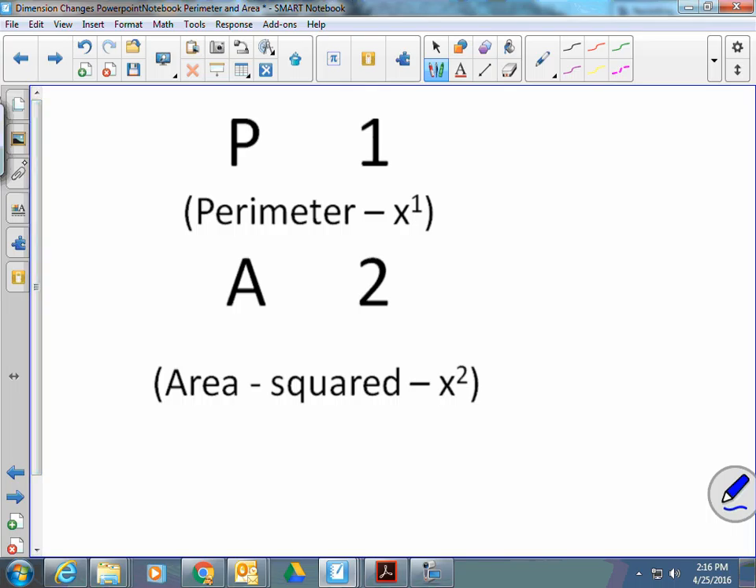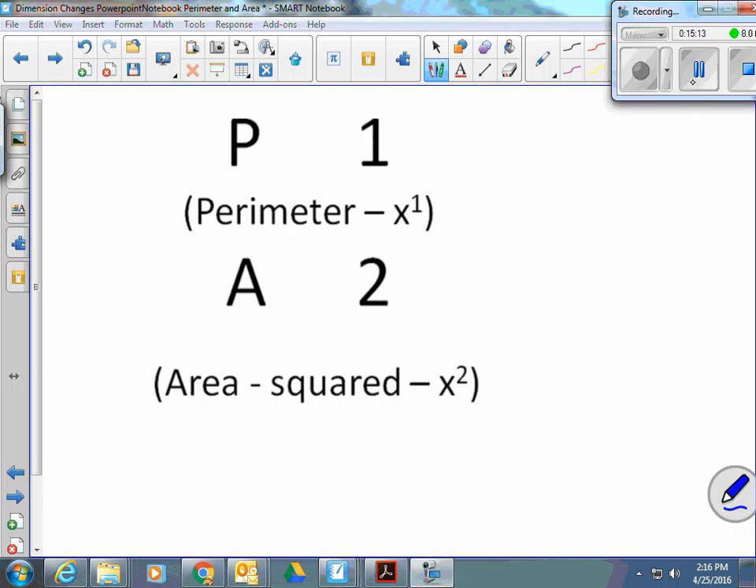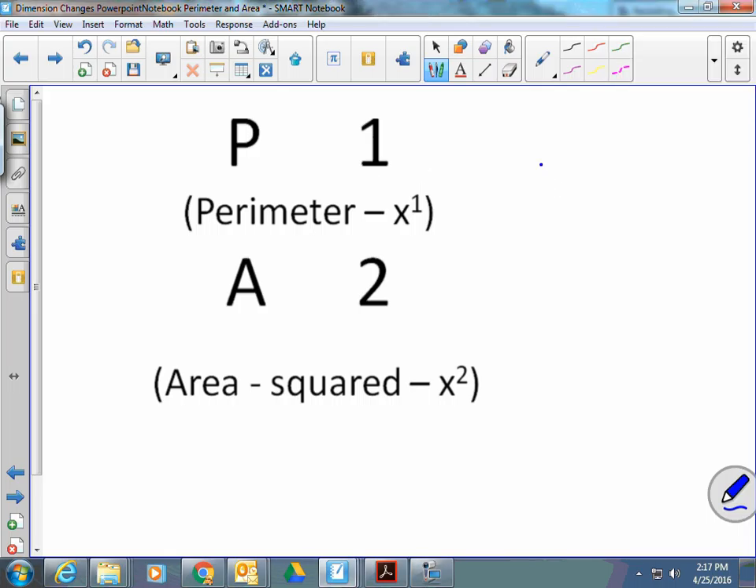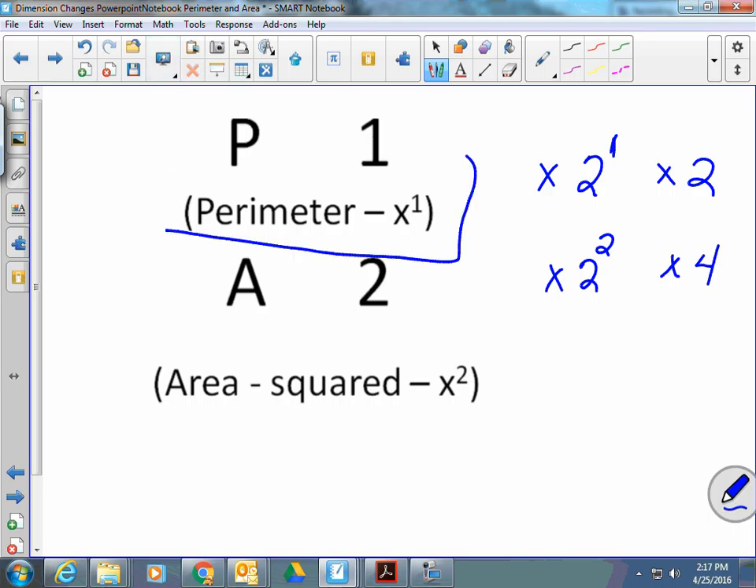Write this in your notes. One of the things I'm going to be looking for when I take your journal grade. Make sure you copy this down. What does this mean? Well, this means that perimeter is to the first power. So if they tell you we are going to double our dimensions, it's 2 to the first power, which really just equates to 2. Down here, area is squared. It is to the second power. So if I'm going to double my dimensions, we have to square it, which really means that it's going to be times 4.